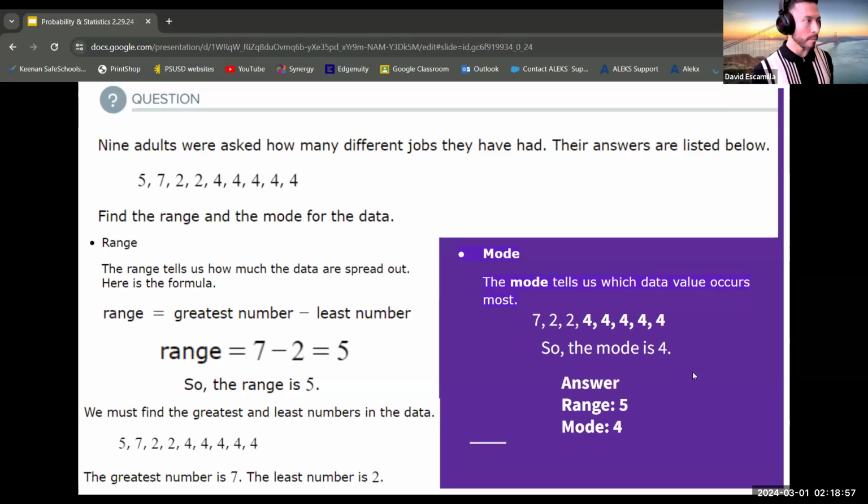We go back to the problem. We make sure that we are answering the question, which is finding the range and mode. So the range is 5, the mode is 4. I'll leave that there just for a few moments. Please examine everything on the screen. Compare it to your notes on your paper. Make sure that you understand what happened from one step to the next.